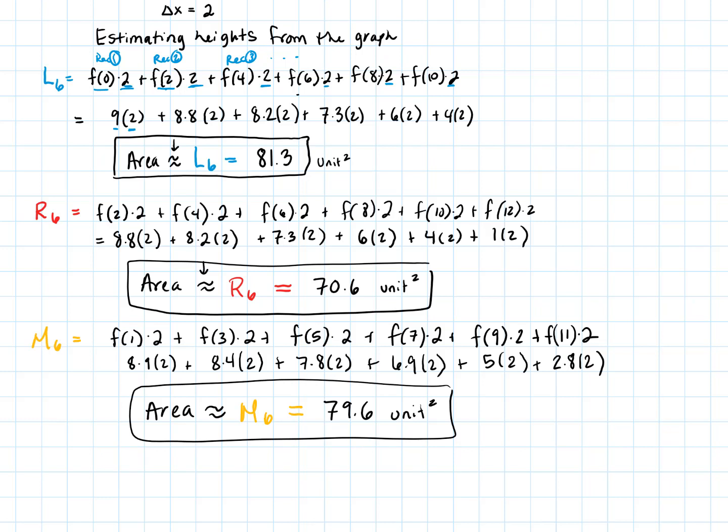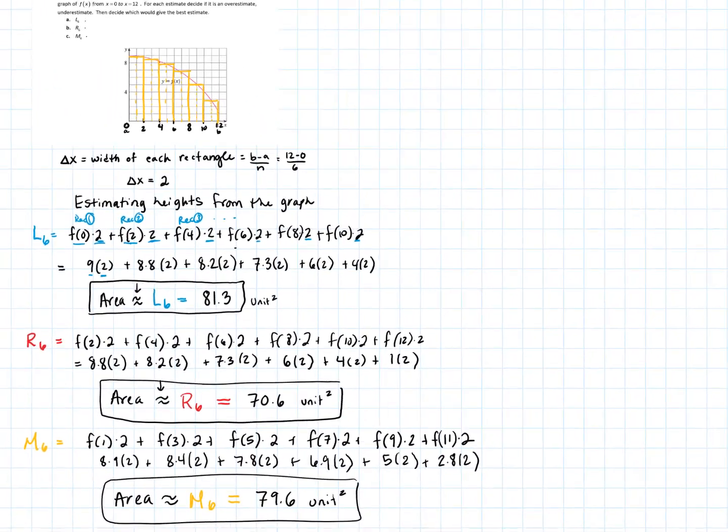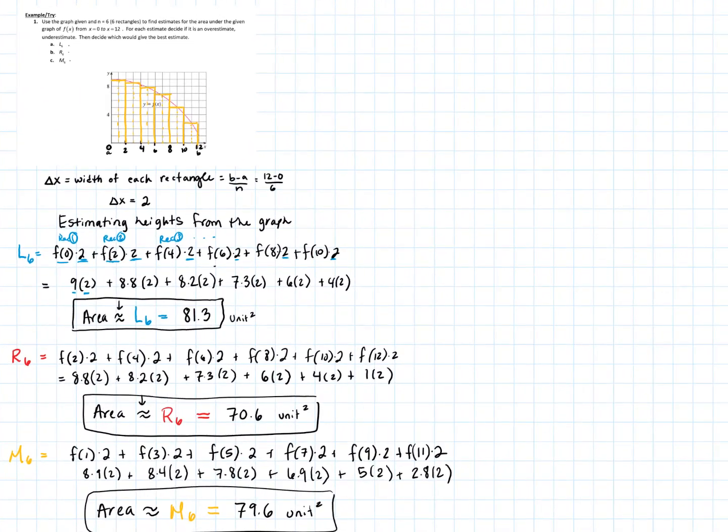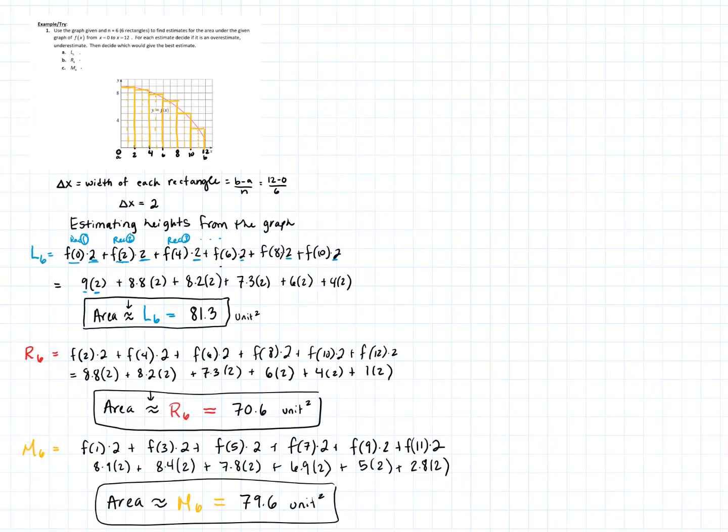Okay, so what I did there, as I sped that video up, and you could watch that a little bit in fast forward, was I just drew each of the different sets of rectangles. We'd already talked about the left-hand endpoints, the ones I drew in blue. And then in red, I drew the six rectangles that would estimate this area using the right-hand endpoints to calculate the heights of the rectangles. And then in yellowish orange here, I did the midpoint.